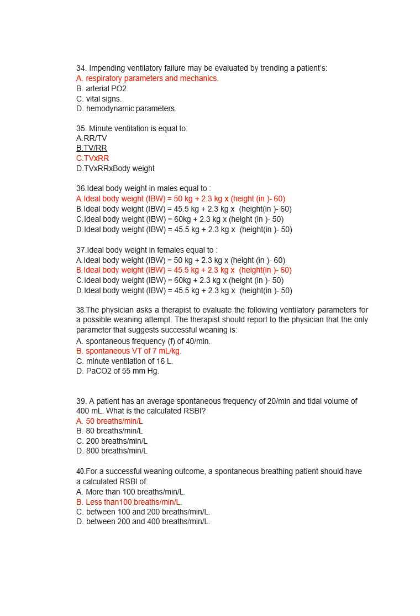Coming to the next question, for a successful weaning outcome, a spontaneous breathing patient should have a calculated RSBI of: the options are more than 100 breaths per minute per liter, less than 100 breaths per minute per liter, between 100 to 200, and between 200 to 400. So the answer is less than 100 breaths per minute per liter. So the target RSBI for a successful weaning in a spontaneous breathing patient should be less than 100 breaths per minute per liter.